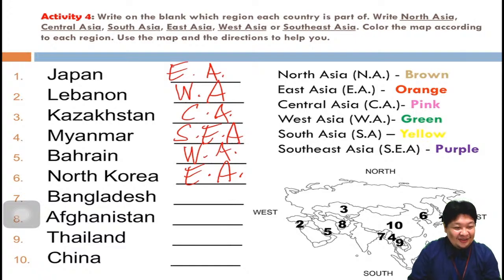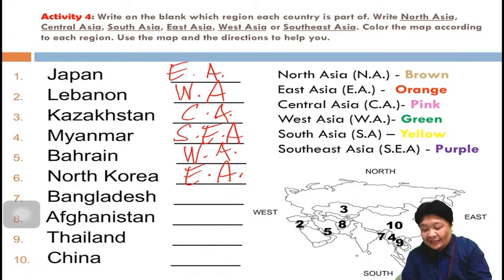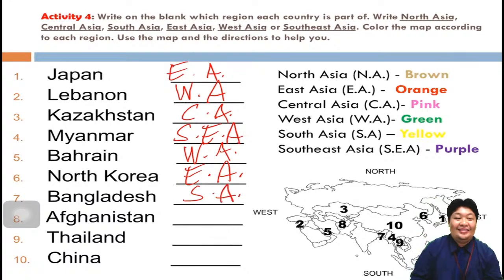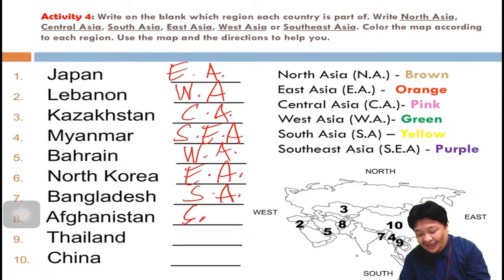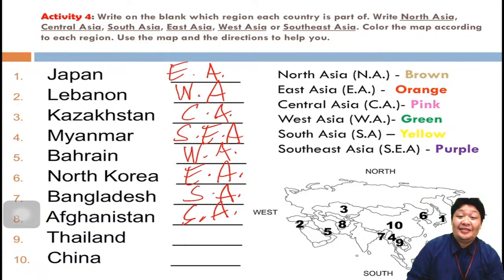Next. Very good, Win-Win. Very good, Sasika. Next, Bangladesh. Bangladesh belongs to South Asia or SA. Okay, next. Afghanistan. Afghanistan belongs to, okay, it's SA. I told you before, some of the books say Afghanistan belongs to Central Asia or CA. And in our book, in our lesson, in our subject, it belongs to South Asia.